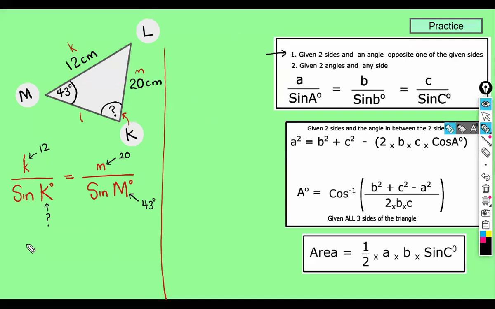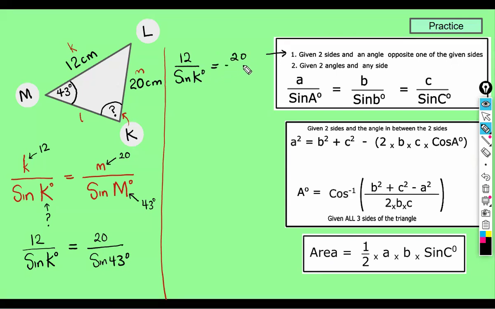So let's take this step by step, right? We have 12 divided by sine capital K is equal to M is 20, divided by sine 43. Now, I run out of space here, so I'll be continuing on top here. Before you cross multiply, you can work out sine 43 on your calculator by just pressing sine and 43. But round it off to at least 3 decimal places.